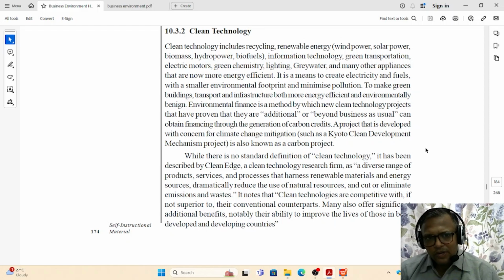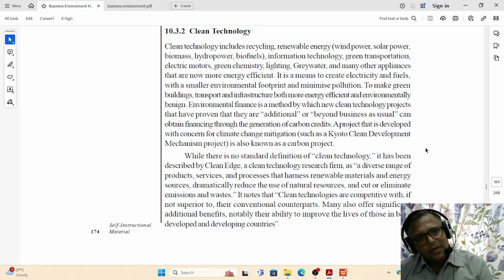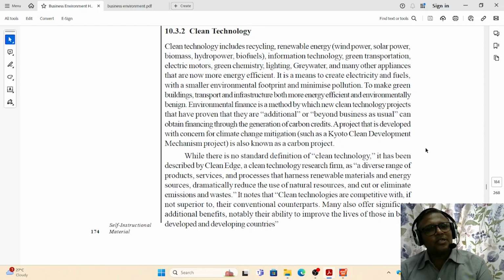So, the next topic is clean technology. What do we mean by clean technology? Clean technology includes recycling, renewable energy, that is wind power, solar, biomass, hydropower, biofuels, etc., information technology, IT, green transportation, electric motors, green chemistry, lighting, grey water, and many other appliances that are now energy efficient. Thus, it means creating electricity and fuels with a smaller environmental footprint and minimizing pollution, and making green energy transport and infrastructure both energy efficient and environmentally benign.